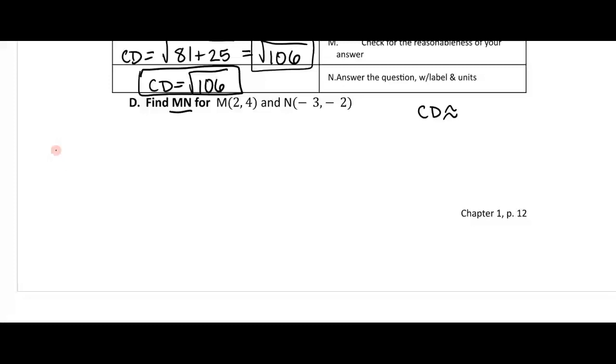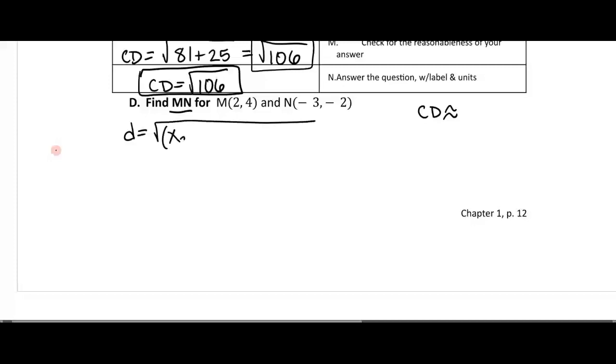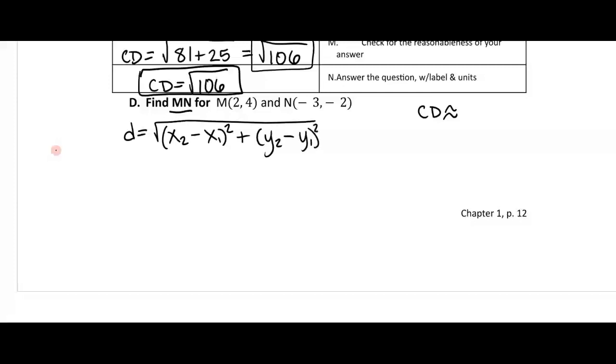We want to find the distance mn, where m is (2, 4) and n is (-3, -2). So my general formula distance is the square root of my second x-coordinate minus my first x-coordinate squared, this is my a squared, plus my second y-coordinate minus my first y-coordinate squared. That's my b squared. I want to label: this is point 1, x1 and y1, this is x2 and y2.